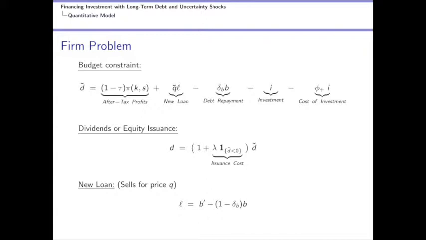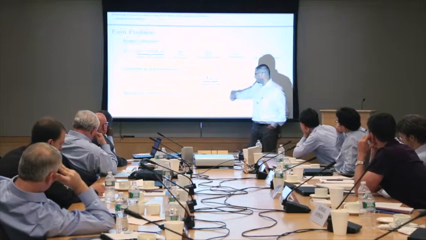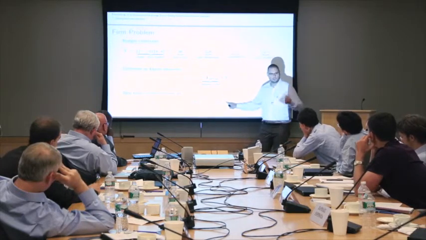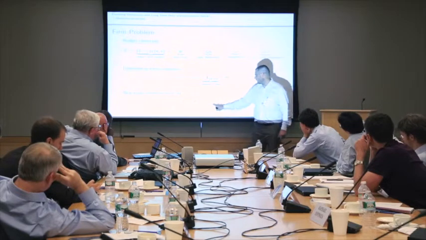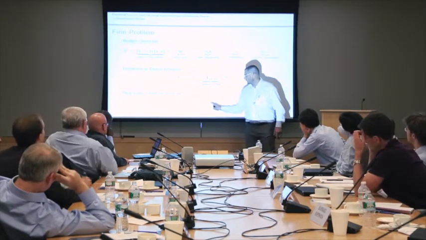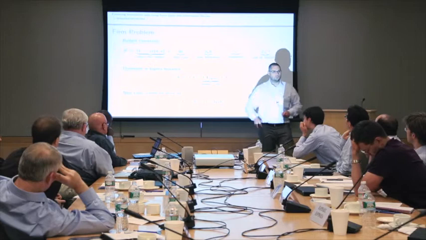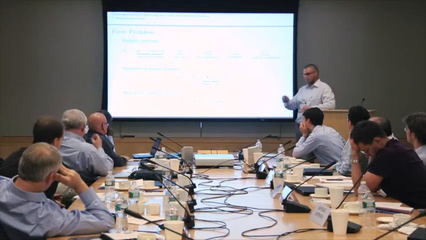So if you have new loans, they'll sell at price Q, that I'll show you later, and that starts looking like this investment, right? So it's going to be B prime minus 1 minus delta B times B, and if this is different than 0, then it means you're issuing new loans today. So you're increasing your stock beyond natural repayment, okay?